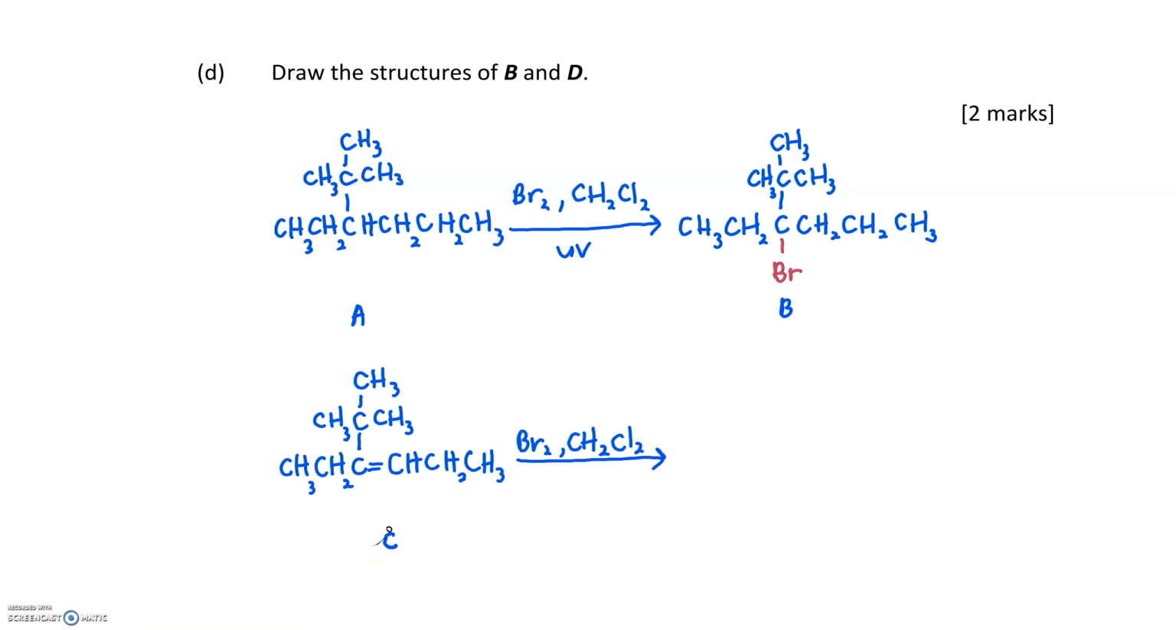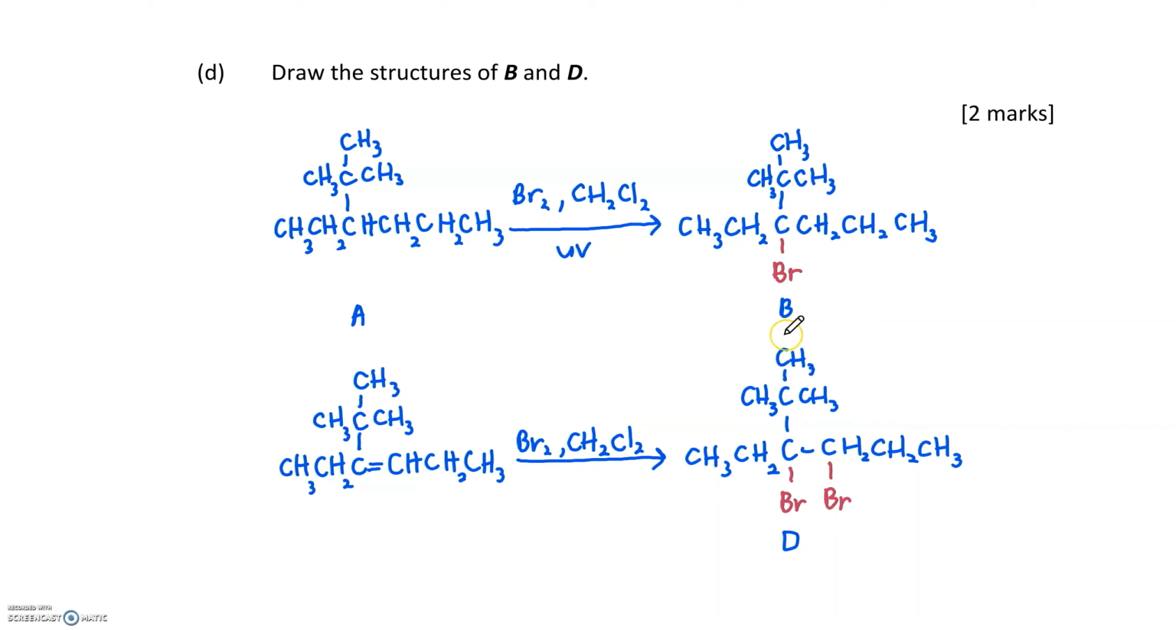Reaction of compound C with bromine will involve the addition of two bromine atoms, one on each carbon of the carbon-carbon double bond. So this is compound D, and this is the structure of B. Remember to label the compounds.